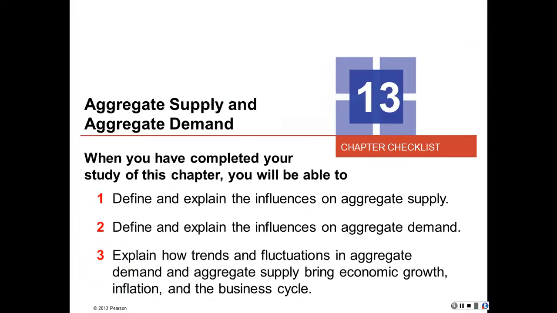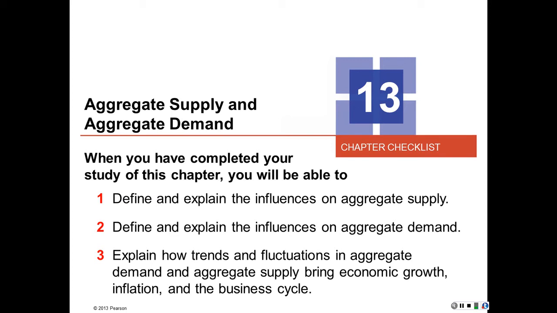Chapter 13, Aggregate Supply and Aggregate Demand. This chapter will, in a sense, summarize everything that is now going to come. This is an important chapter because it lays out the entire fundamental economics behind everything that we are now going to study from now on to the end of the course.